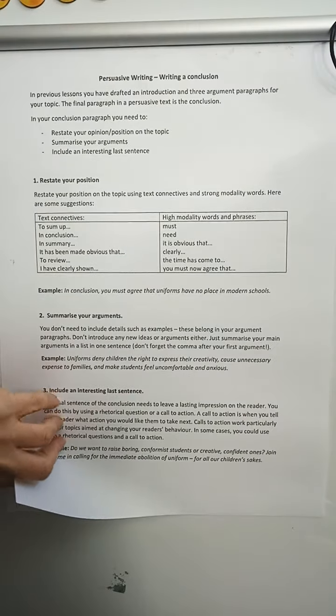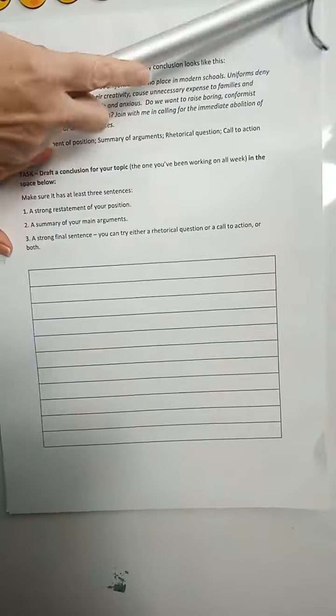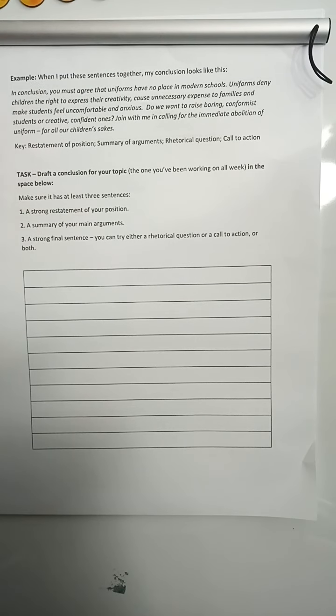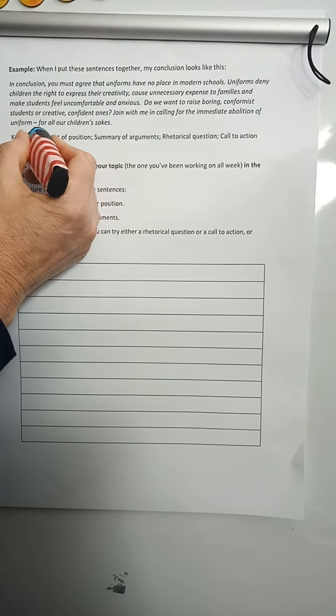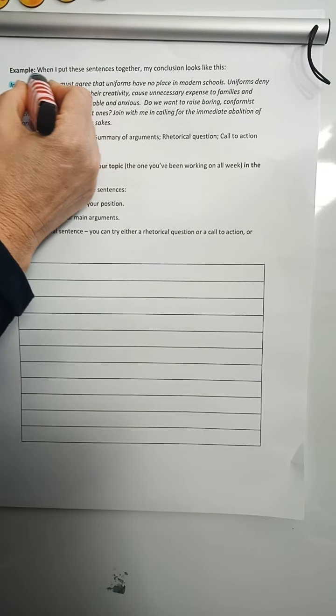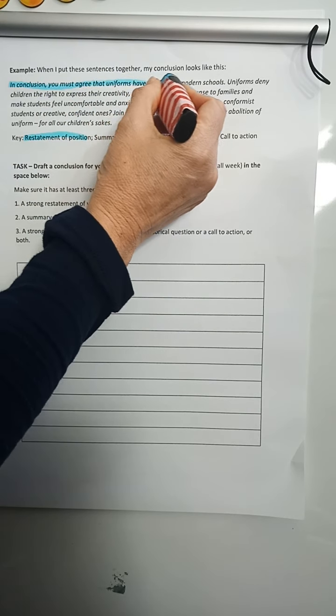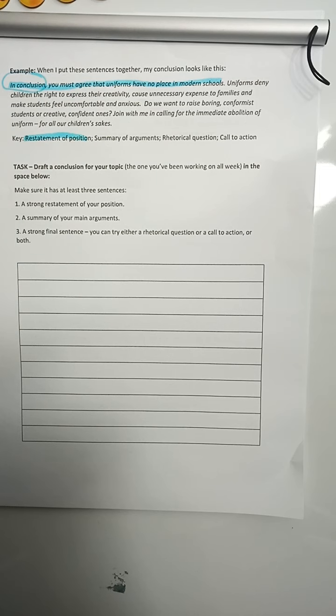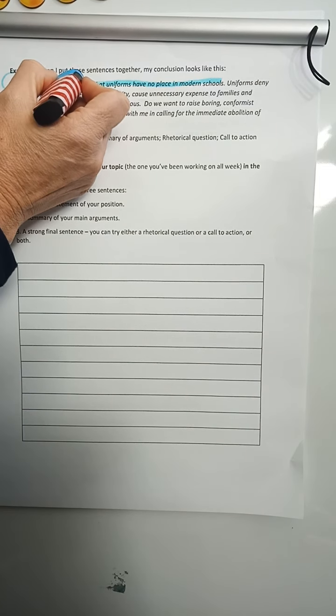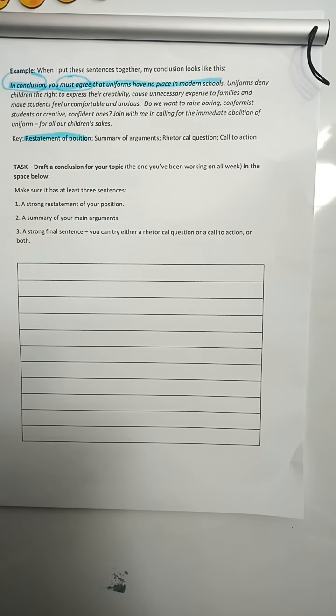So what you're going to do, oops, I've just got a blank page there. I've given you an example here where I've put it all together so you can see what it looks like. Yours is highlighted on your copy, but you can see here, here's my restatement of position. In conclusion, you must agree that uniforms have no place in modern schools. You can see I've started with the text connective in conclusion, and I've used this strong modality, you must agree. That's my restatement of position.